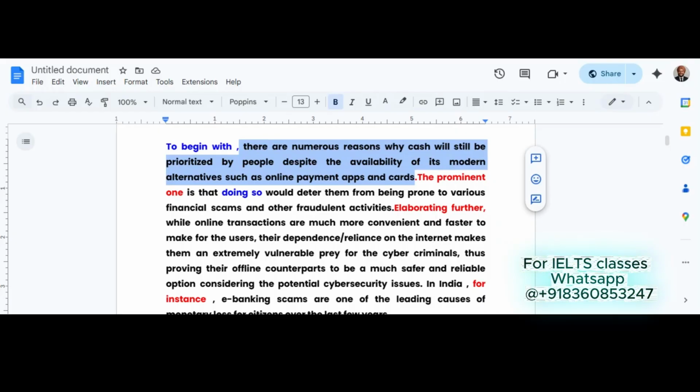It helps you to improve the connectivity between the ideas that you're writing in the essay. Step by step, it helps to connect the ideas, connect the dots, and that's why it helps to improve the score in coherence and cohesion.